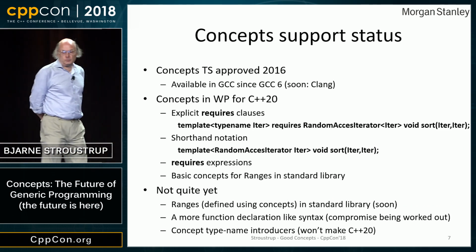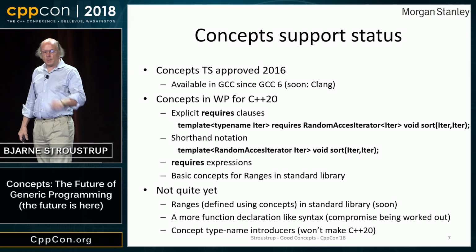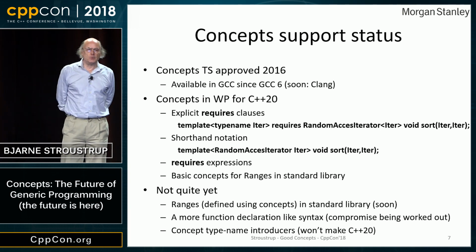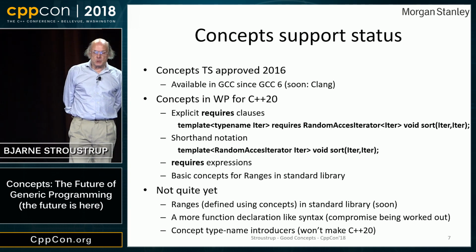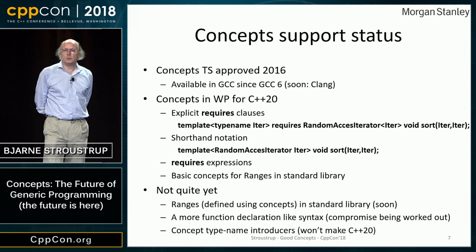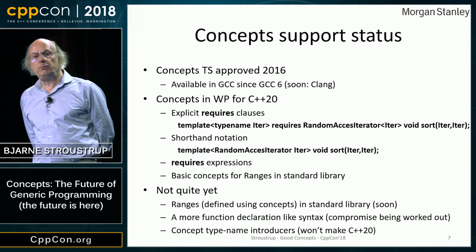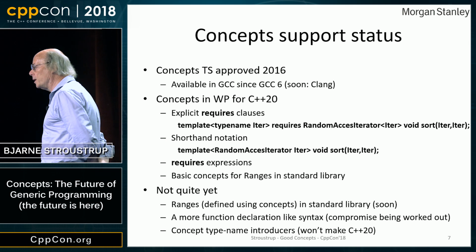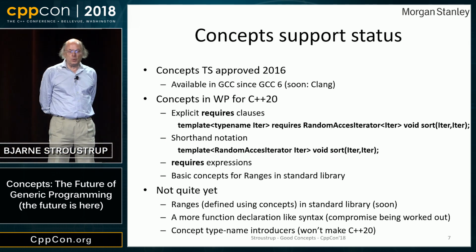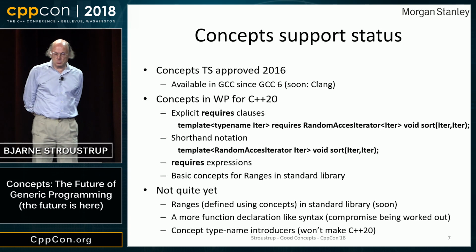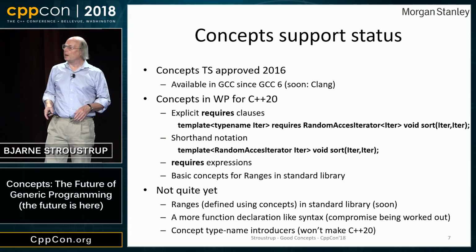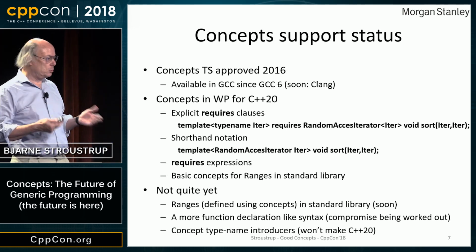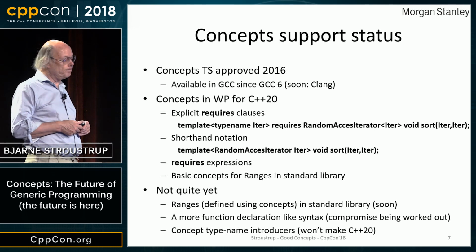So the concepts have been moving through the standards process, too slowly in my opinion, of course, but I'm known to be impatient. And basically the TS was approved 2 years ago, and we have the explicit requires clauses in the working paper now. Barring utter disaster, it will be in C++20. We have the shorthand notation so that instead of just saying I want a type, I can say I want a random access iterator, and we have requires expressions to express things directly in the language.